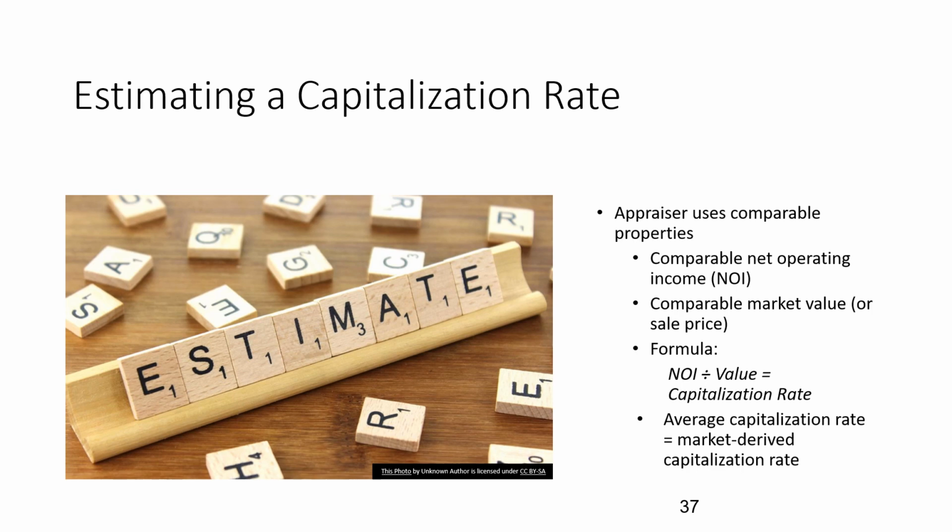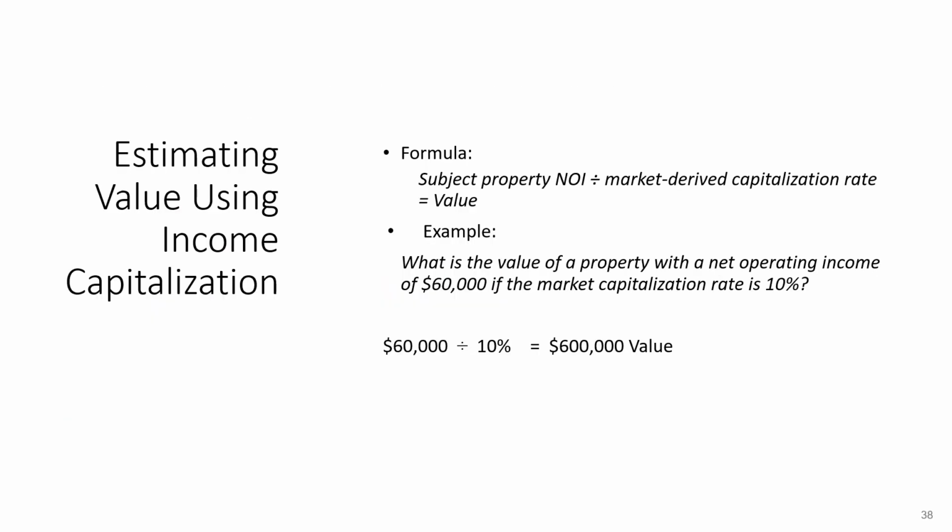Estimating a capitalization rate, the appraiser uses comparable properties: comparable net operating income, comparable market value, and the formula is net operating income divided by value is going to give you your capitalization rate. The average capitalization rate equals the market-derived capitalization rate. The formula for estimating value using the income capitalization approach: you take your subject property net operating income and divide it by the market-derived capitalization rate, and that's going to equal your value.